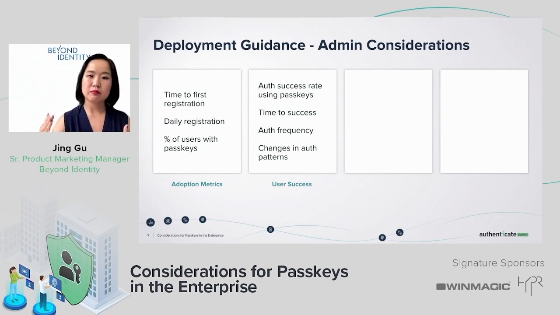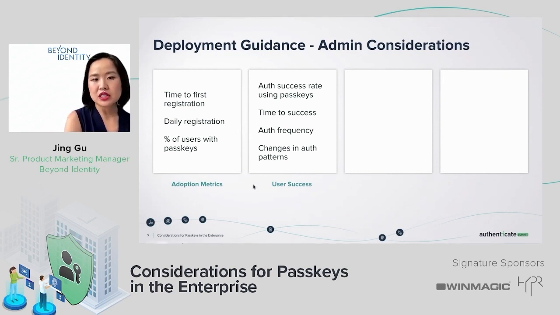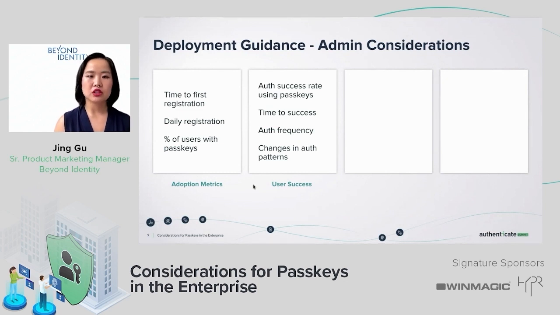And of course, this can measure the health of your adoption, as well as something to celebrate as a team, because more successful authentications, faster, more secure, is a great outcome for any organization. And then, of course, for user success, you can look at authentication frequency or changes in auth patterns. Sometimes they can indicate issues with friction or user confusion.